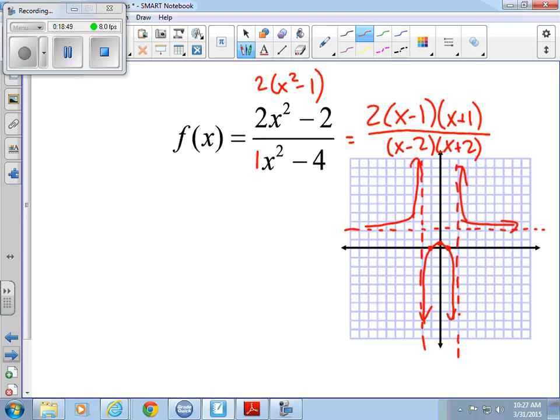I better check my work. You're trying the x-intercept? That's right. Do you use the numerators or the denominators? The numerator, because you want to know when the function equals 0. And when do fractions equal 0? So that's the 1 and the -1.